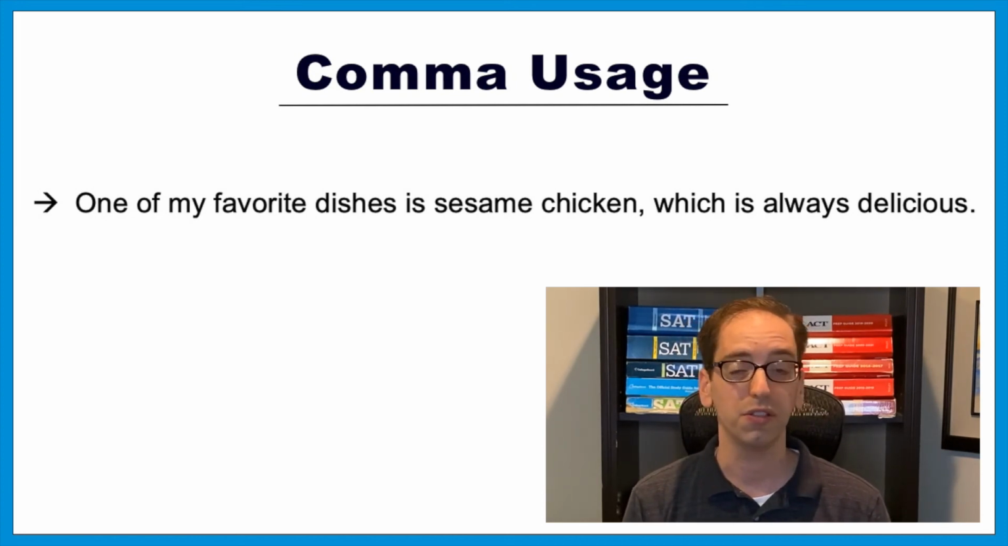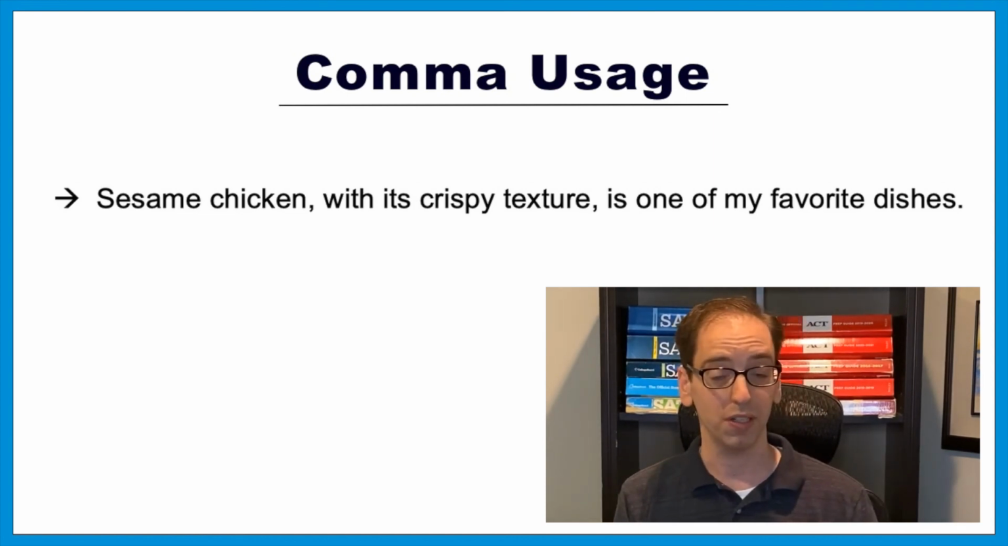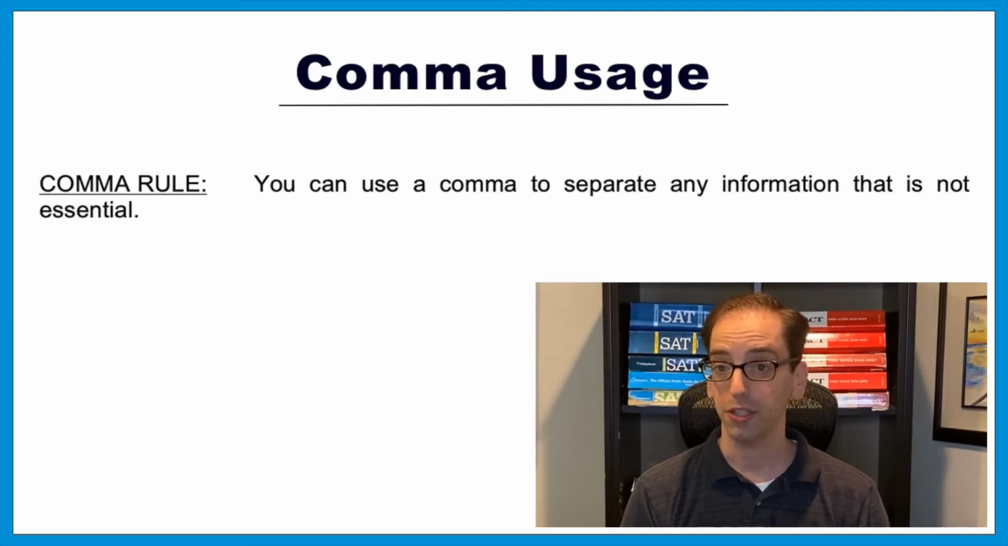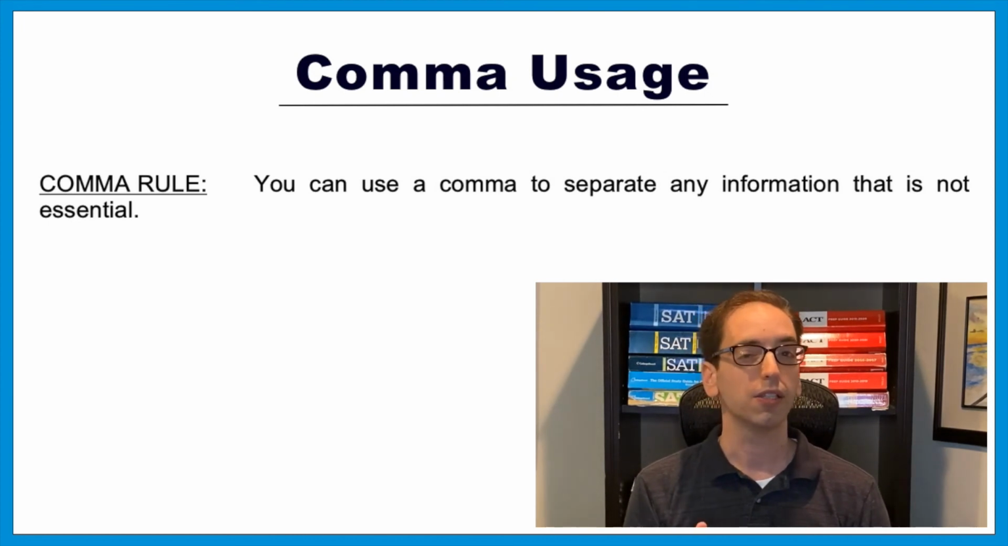And here's a third variation of when a comma is correct. Sesame chicken, with its crispy texture, is one of my favorite dishes. Again, we are separating not essential information, but now it's the middle portion of the sentence we don't need. We don't need with its crispy texture. And let's prove it. I'll read the sentence without it. Sesame chicken is one of my favorite dishes. That's totally fine. This brings up a very popular rule on both exams. You can use a comma to separate any information that is not essential. And notice, this could be a chunk at the beginning, a chunk at the end, or a chunk in the middle. It's this third variation that's the most popular, especially on the ACT.